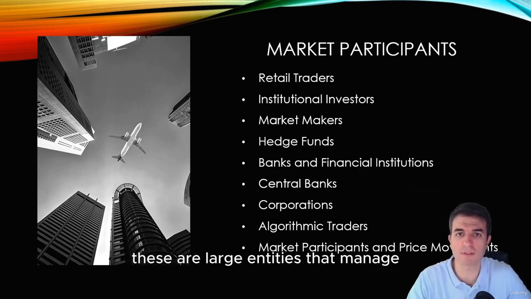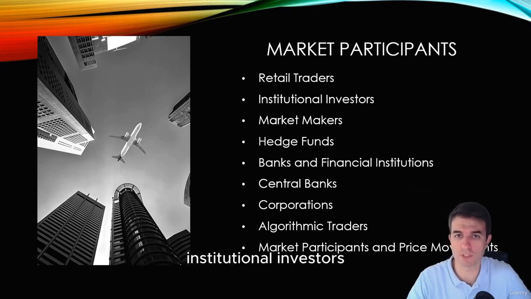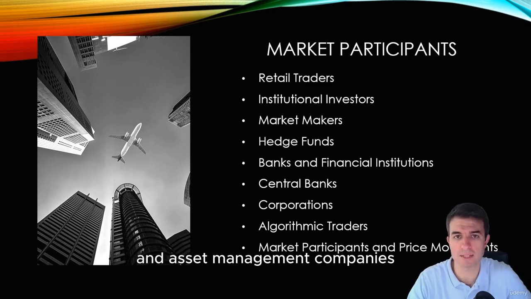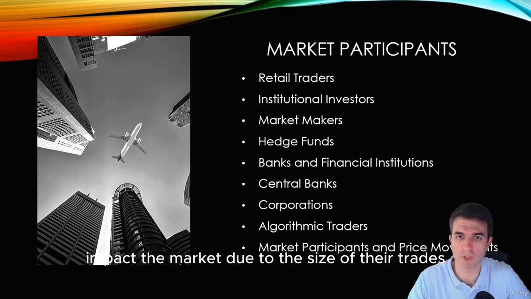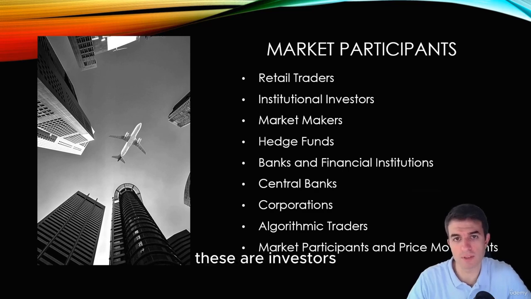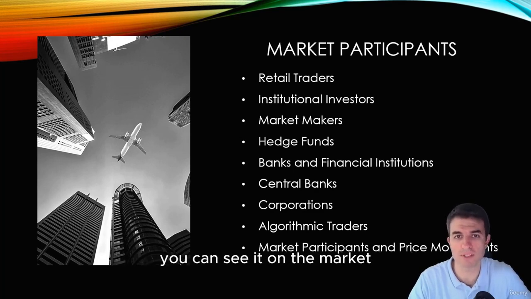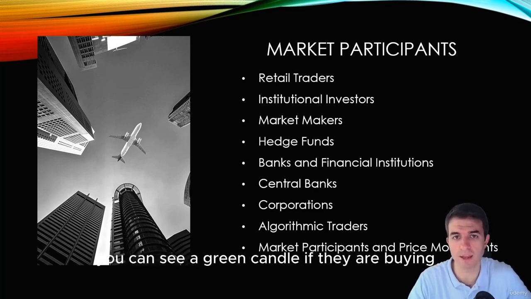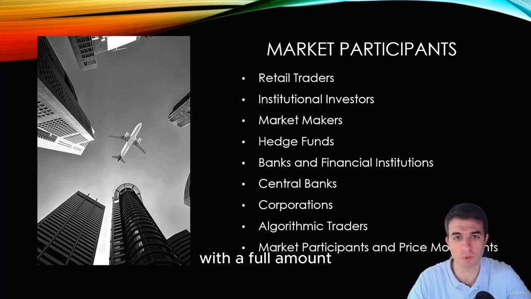These are large entities that manage substantial amounts of capital on behalf of others. Institutional investors include mutual funds, pension funds, hedge funds, and asset management companies. Their investment decisions impact the market due to the size of their trades and their ability to influence asset prices. So in other words, these are investors who have so much money that when they buy, they can move the market. You can see it on the market. You can see a green candle if they are buying. You can see a red candle if they are selling with a full amount.